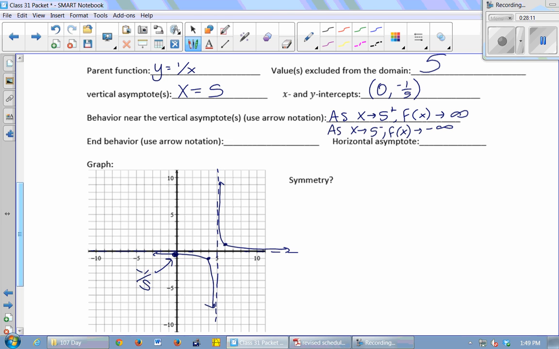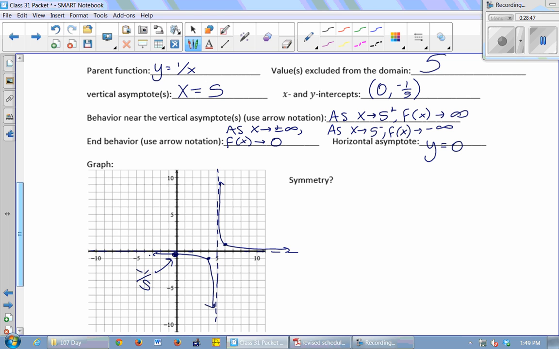And then end behavior, as you go to the far right and the far left, on both ends, what are the y values approaching? 0. As I head out towards the far right and towards the far left, my function is approaching the x-axis, which is a y value of 0. We'll say as x approaches plus or minus infinity, f of x approaches 0. And then that means that I have a horizontal asymptote, the line y equals 0.